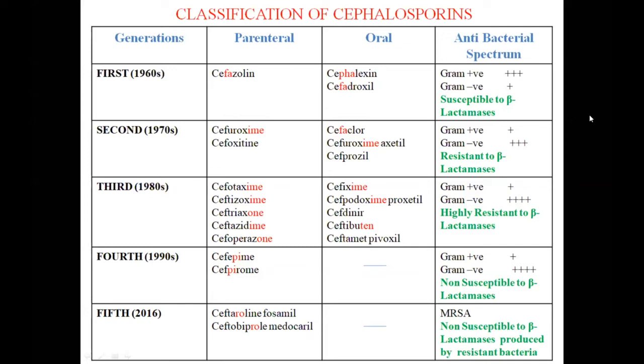And these 5th generation cephalosporins are also non-susceptible to the beta-lactamases produced by resistant bacteria. So against those resistant organisms which are producing beta-lactamases, the 5th generation cephalosporin is as effective as vancomycin, teicoplanin and linezolid, which are basically used against MRSA.